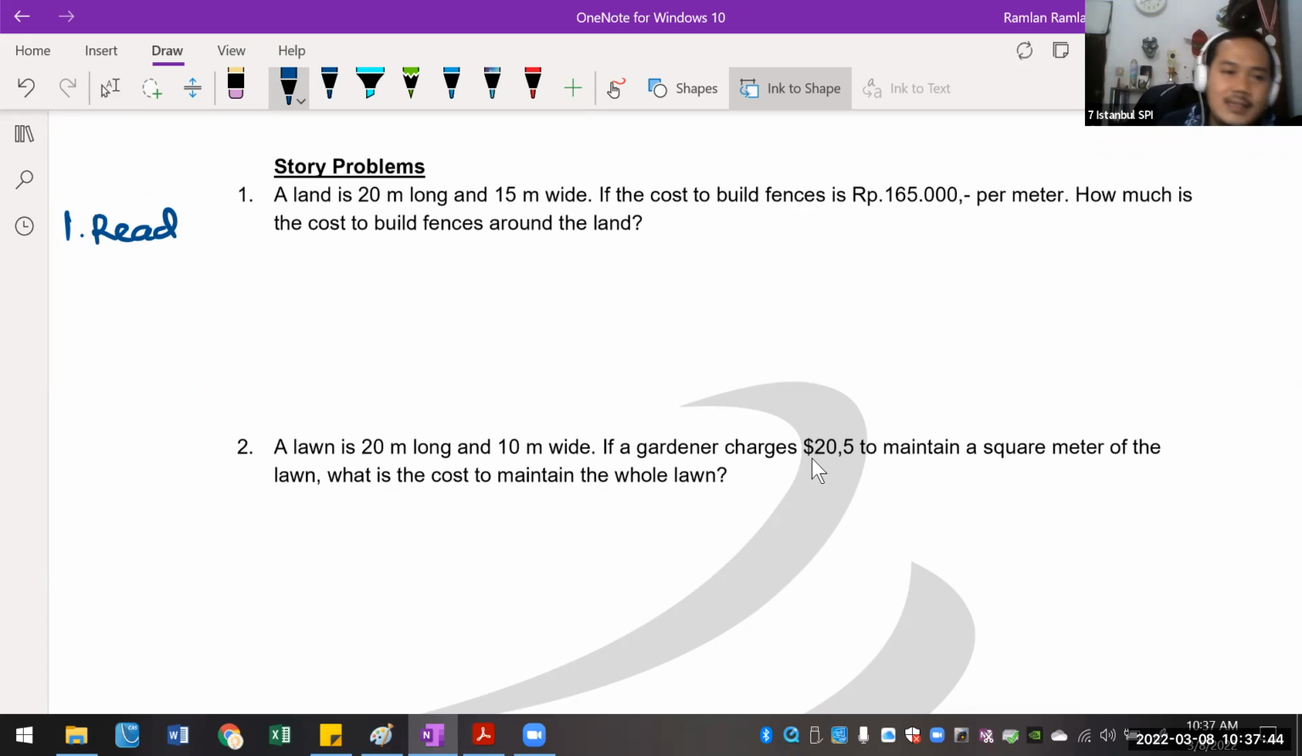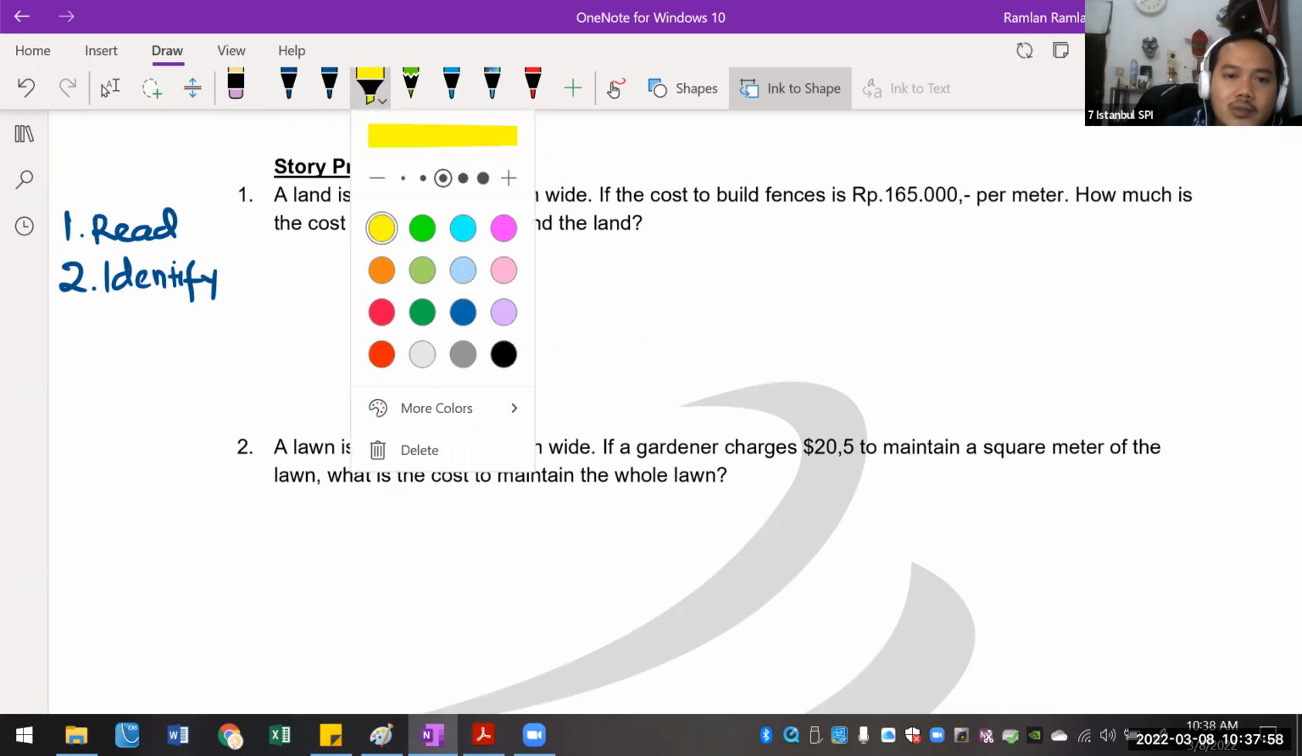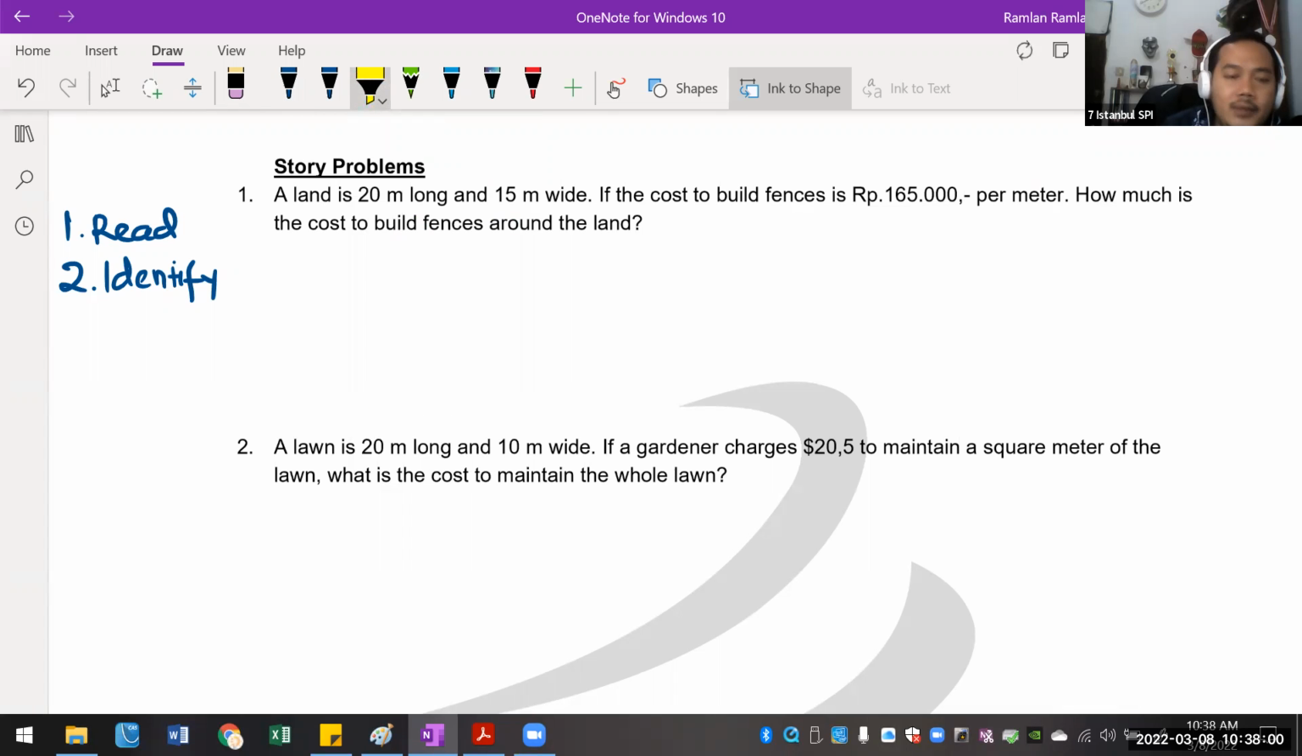Okay, the second one is try to identify. So what you are identifying here is the information that is given in the question. So I'm going to use my highlighter to highlight a couple of pieces of information that might be very important to answer the question.